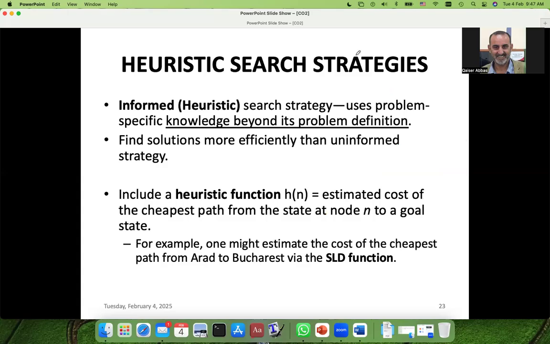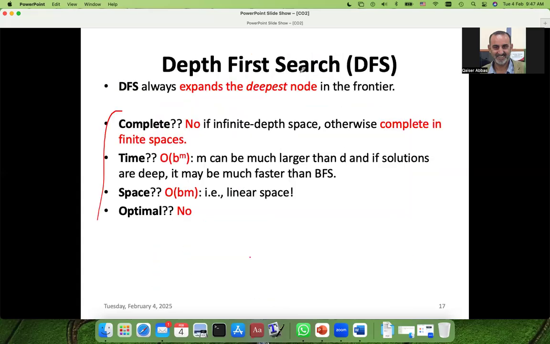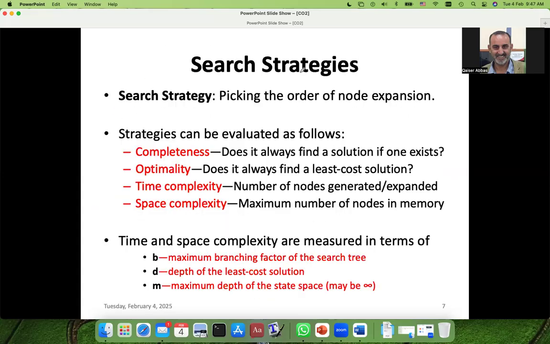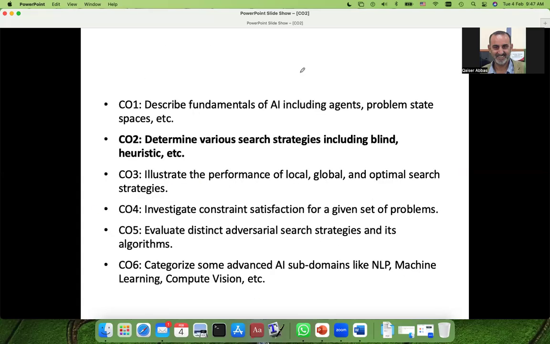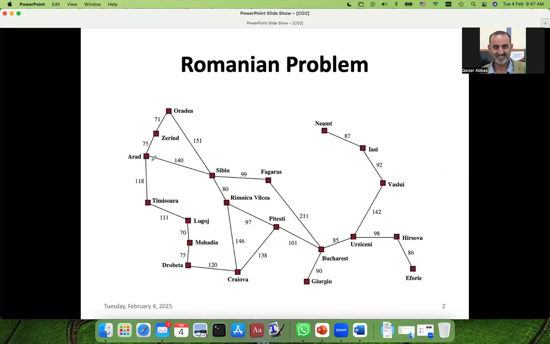And then we will start heuristic search strategies, which is the other part of this CO. This blind is finished. The other one is heuristic. We will start this in the next lecture.